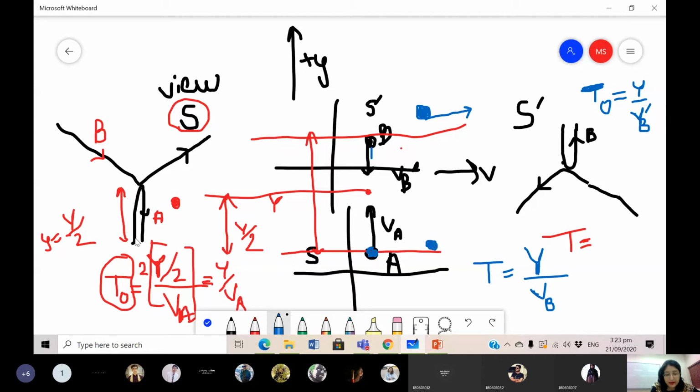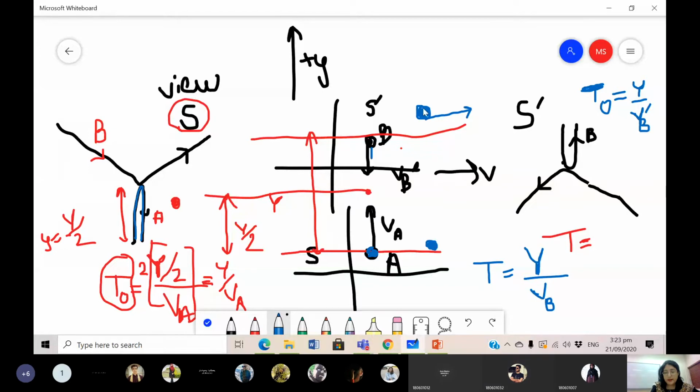Okay? So if we are in S frame and A is also in the same frame, we will observe A to move up and down. And this is the equation for the proper time for this round trip of A. यहाँ तक समझ में आ गया?